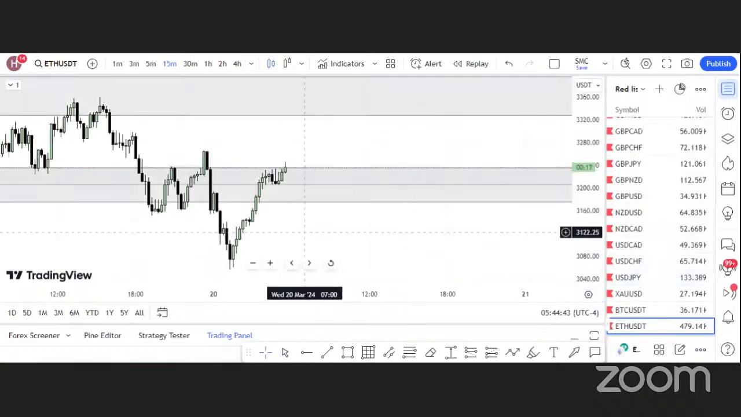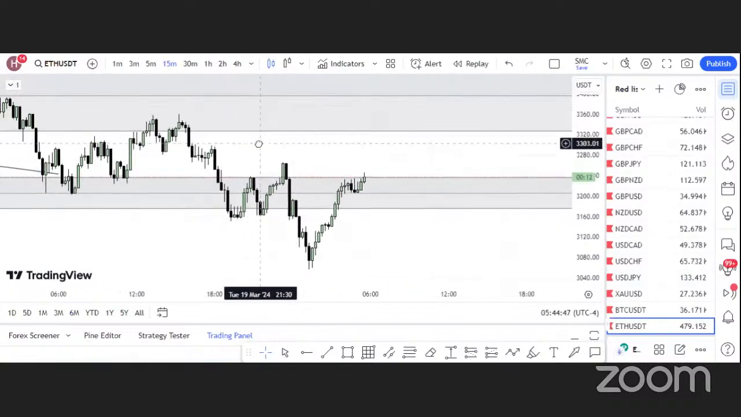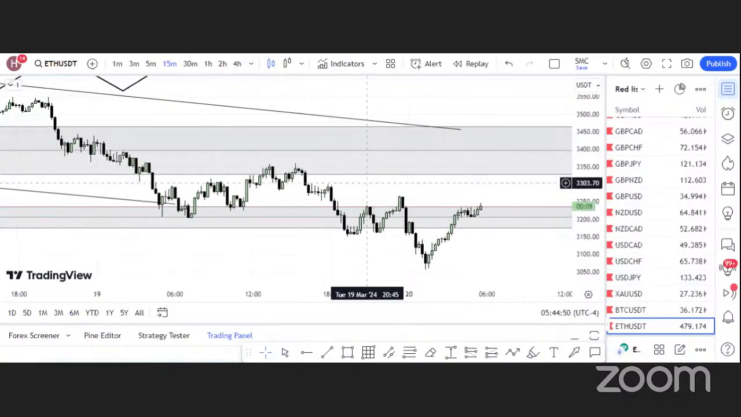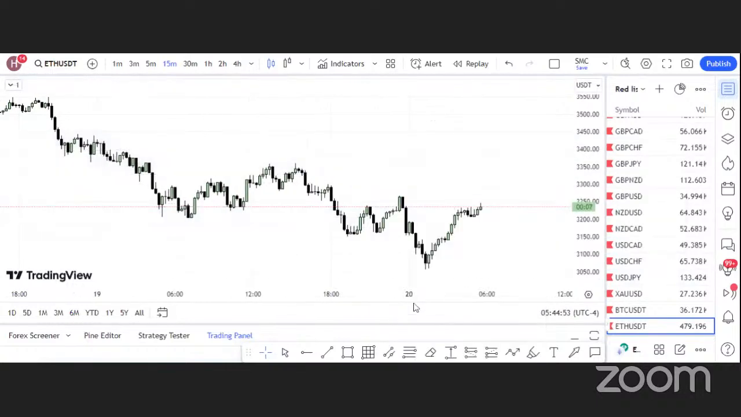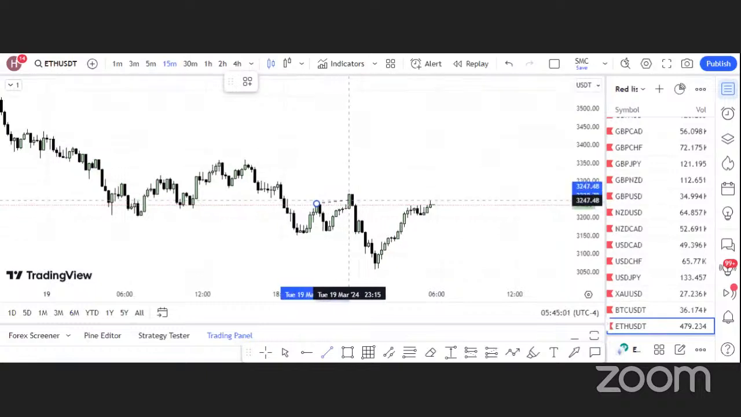All right. So let's go to the junior brother of BTC USDT, Ethereum USDT. Ethereum USDT and BTC USDT have similar moves. When BTC is going down, making bearish moves, Ethereum would also make a similar move.